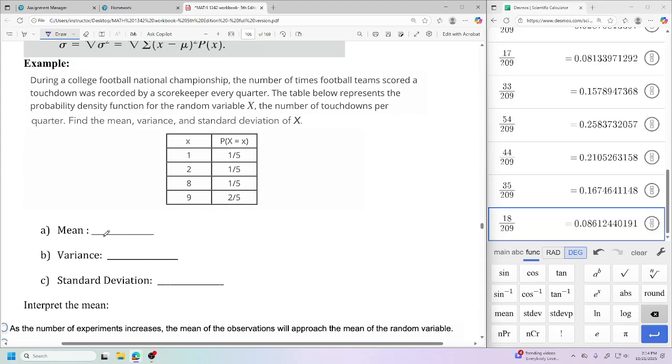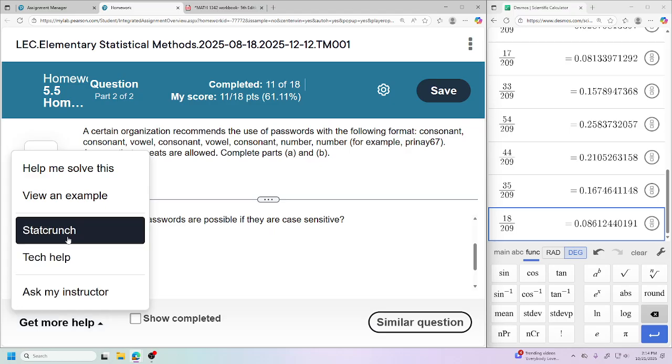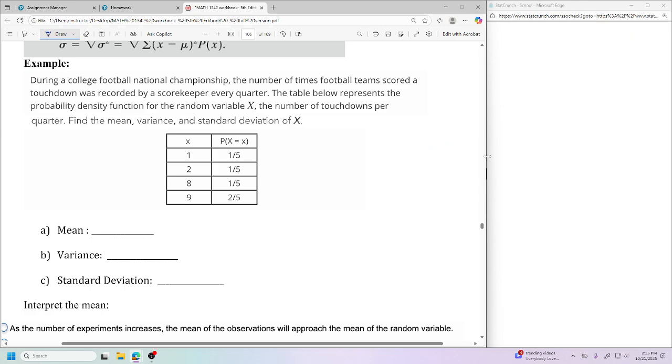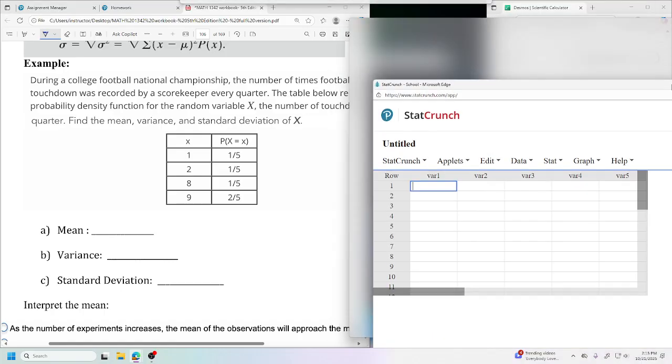So they want to know the mean, variance, and standard deviation. Can I find the mean by doing this stuff? I would multiply and add it up. That'd be fine. It wouldn't take that much time. But these other two, no way. So I'm just going to pull up StatCrunch and start showing you what I did for this problem, and it's going to be a little different.